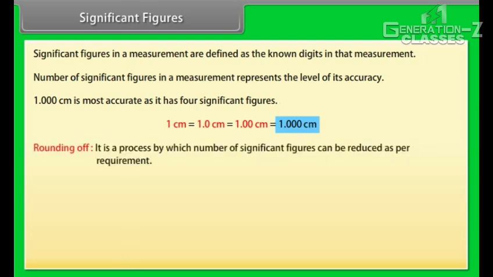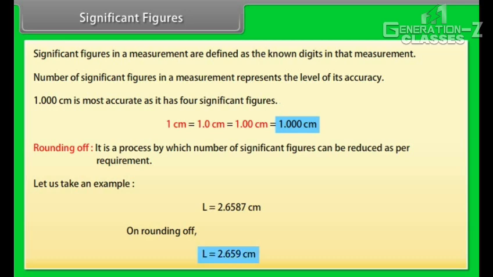Rounding off. It is a process by which number of significant figures can be reduced as per requirement. Let us take an example. L is equal to 2.6587 centimeters. On rounding off, L is equal to 2.659 centimeters.